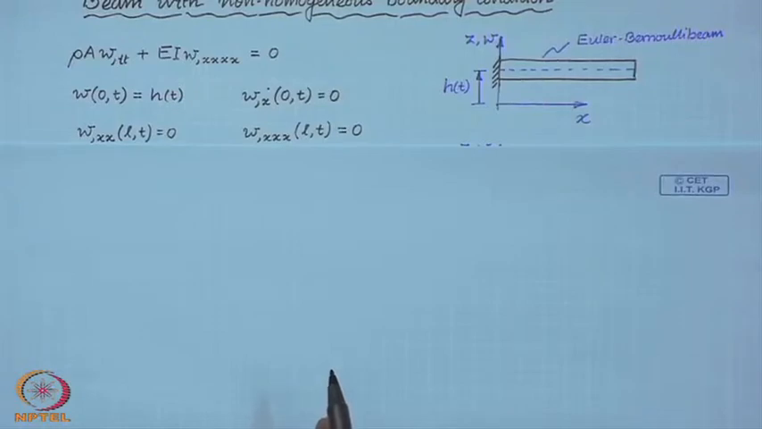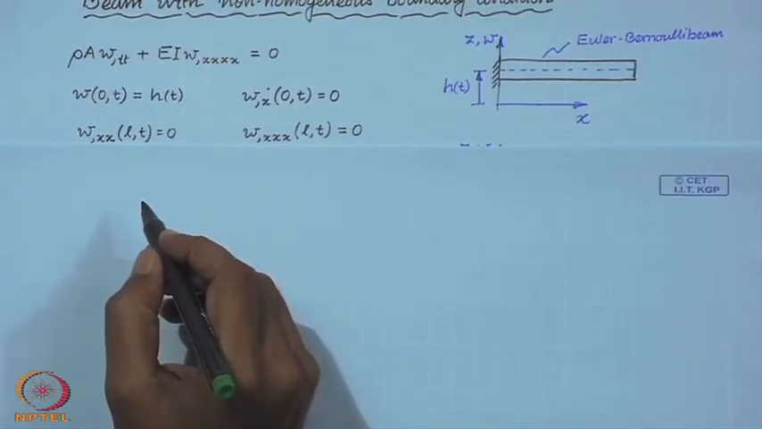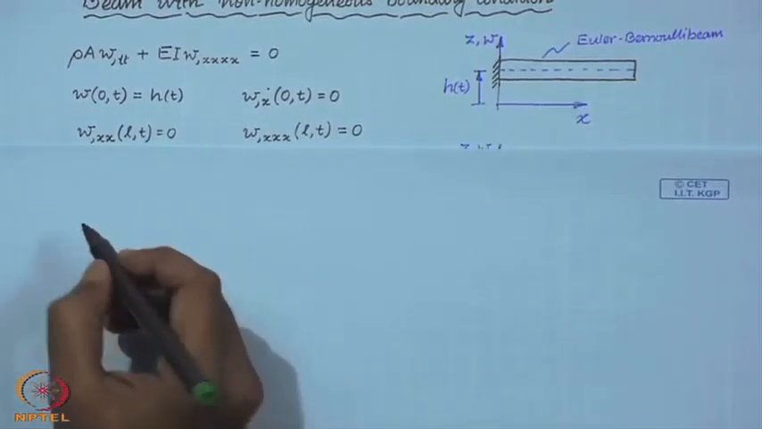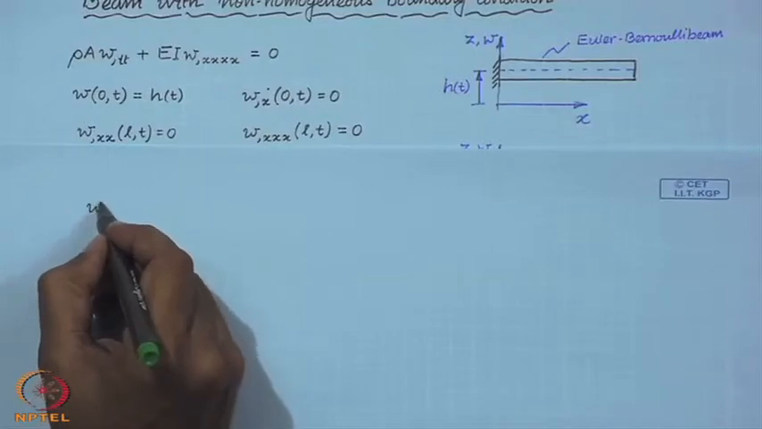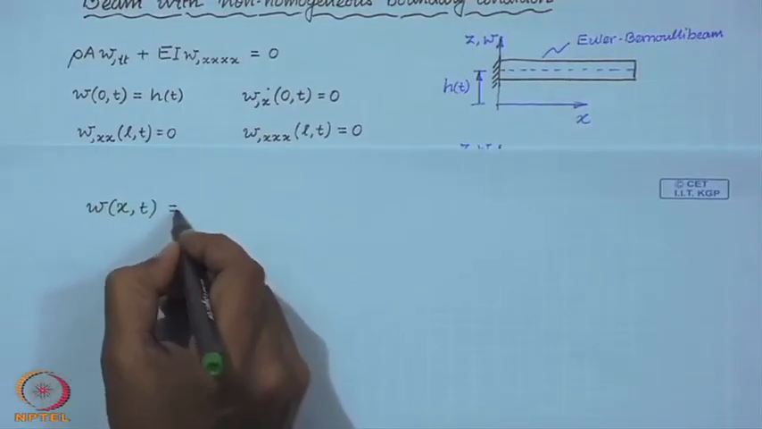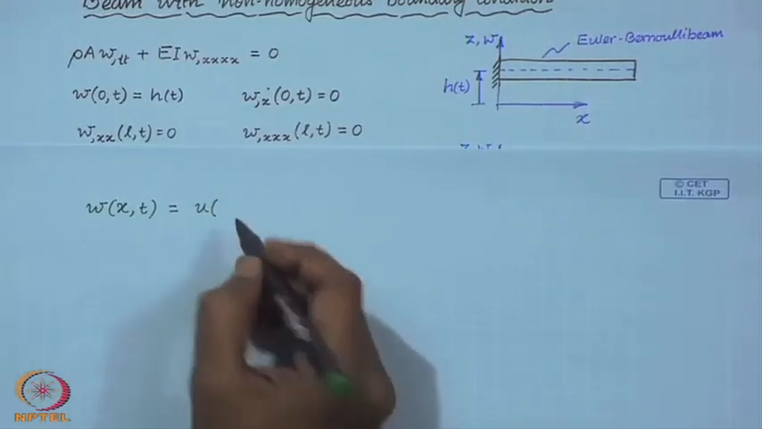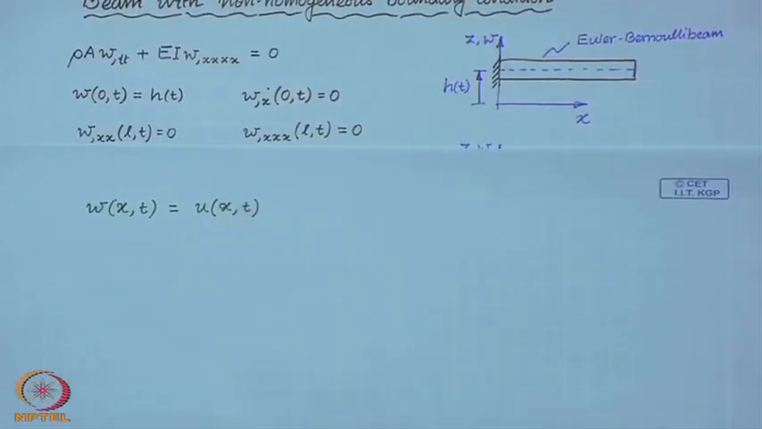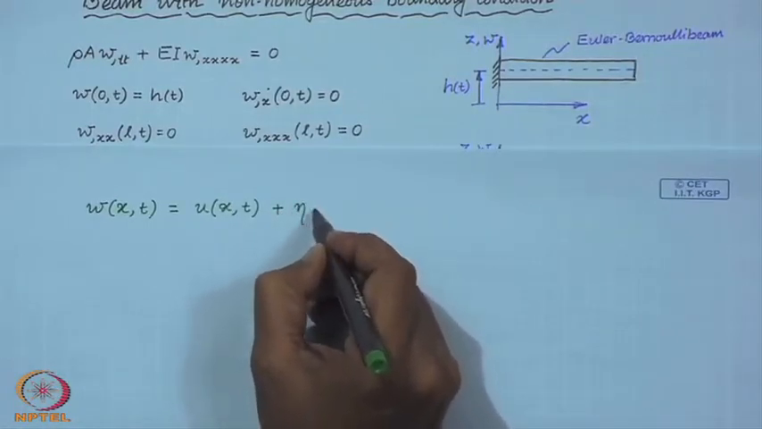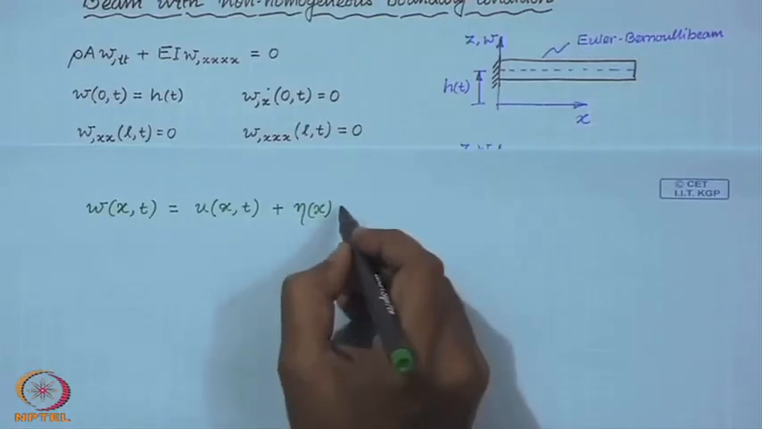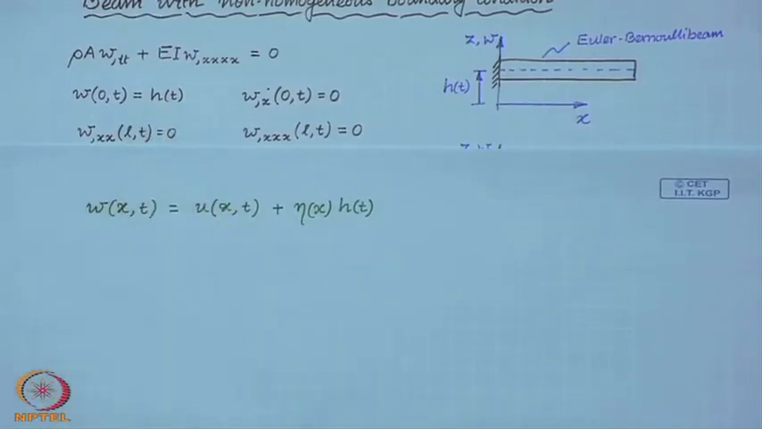So, let us say that our field variable W, we want to convert or transform to another field variable, let us say u of x comma t, plus an unknown function of x times h of t, which is this function that you have as the forcing.